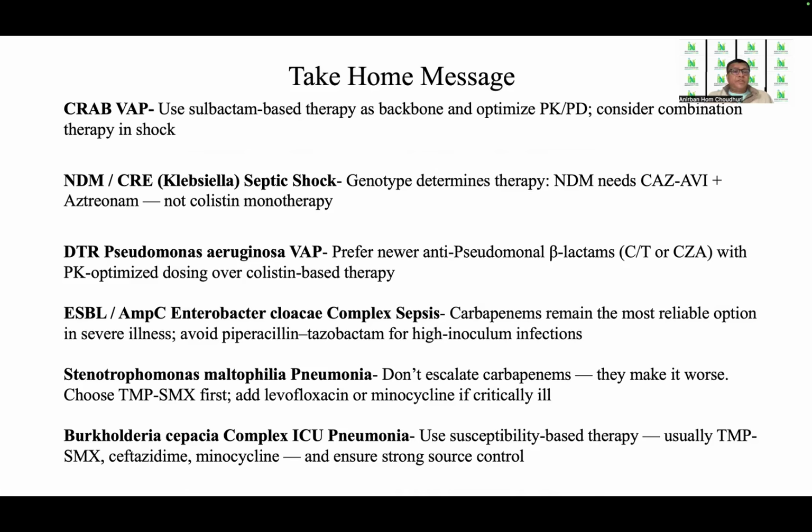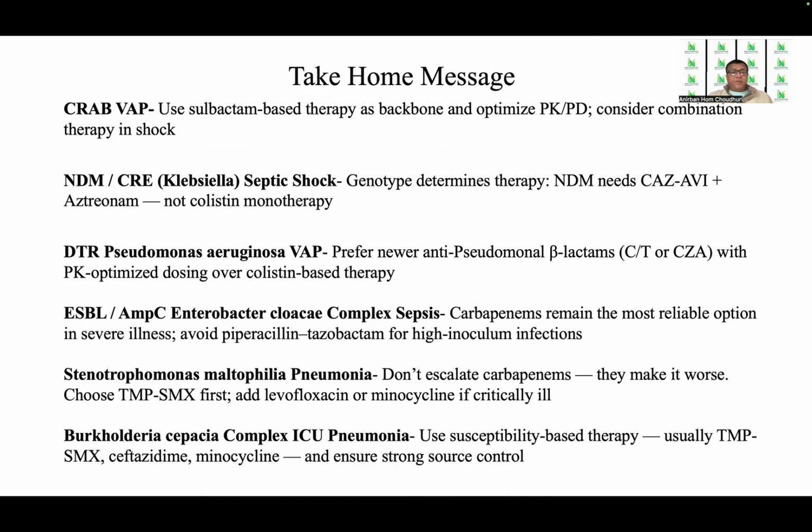In difficult-to-treat Pseudomonas aeruginosa VAP, we prefer newer anti-pseudomonal beta-lactams. In places where ceftolozane-tazobactam is available, abroad, they use it. Since we don't have it, we use ceftazidime-avibactam with PK-optimized dosing over colistin-based therapy. For ESBL, AmpC, Enterobacter cloacae complex sepsis, carbapenems remain the most reliable option to date. Even in severe illness, one should avoid polypeptides for high-inoculum infections.